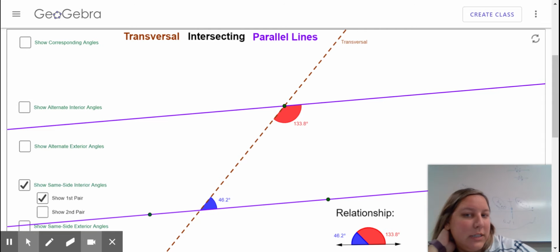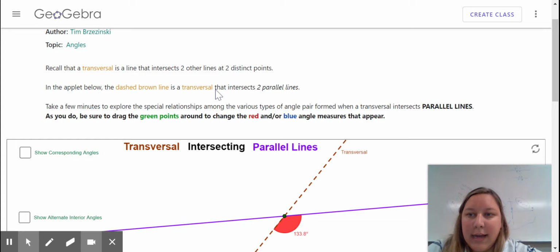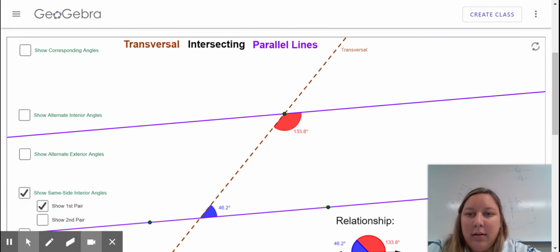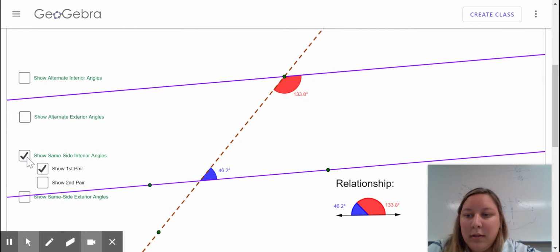Hey everybody, I wanted to talk to you about this week's material: transversals intersecting parallel lines. I've attached this GeoGebra web link that does an exploratory activity with all the different types of angles we're going to be looking at when two parallel lines are cut by a transversal. So the dotted line is the transversal.